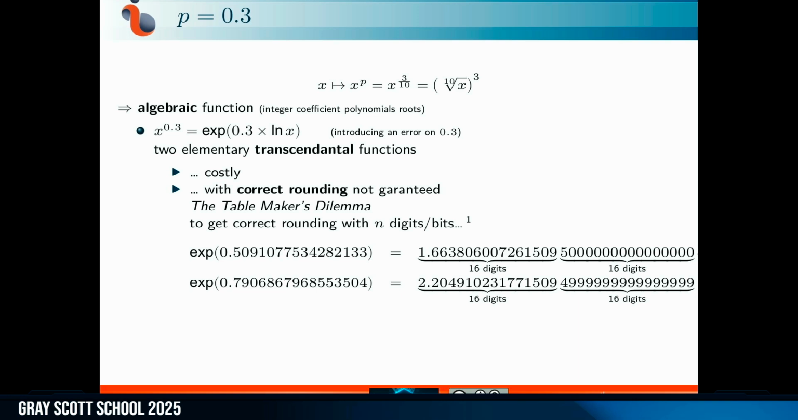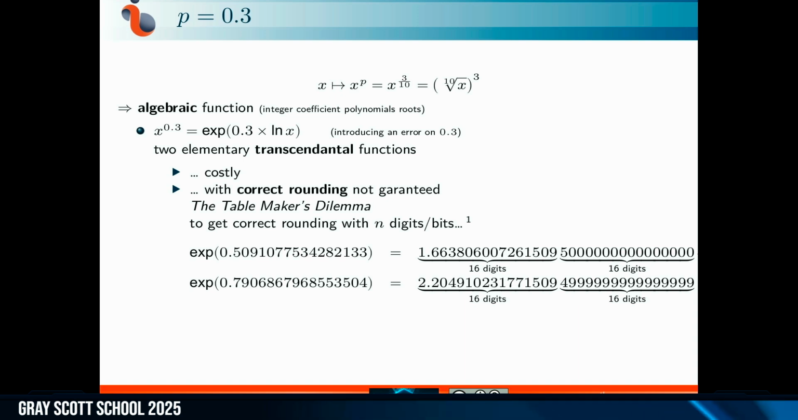But so what? It's an algebraic function with integer coefficient polynomial roots. Of course, we could naively express it as the exponential of 0.3 times log of x, adding not only the error on 0.3, but two elementary transcendental functions. So this is costly. And this was written a long time ago, before glibc 2.41 was out with correct rounding. So it was not guaranteed, and it will not be guaranteed before a lot of time passes and all machines adapt to this new libc.